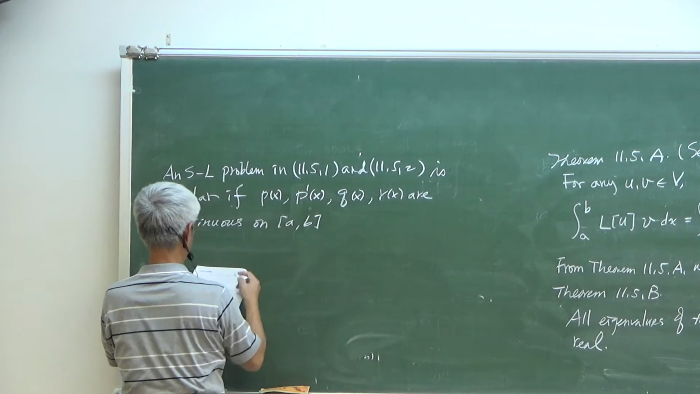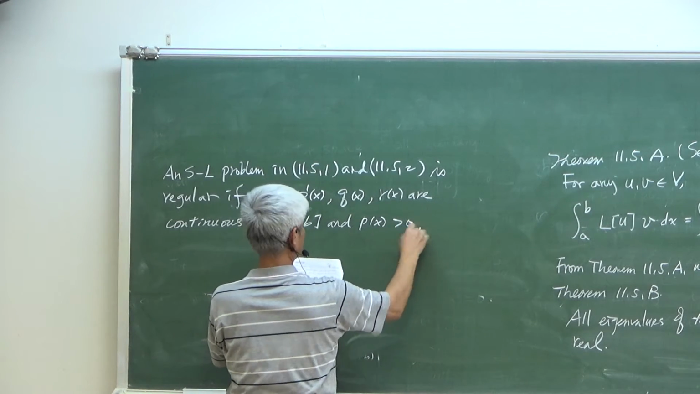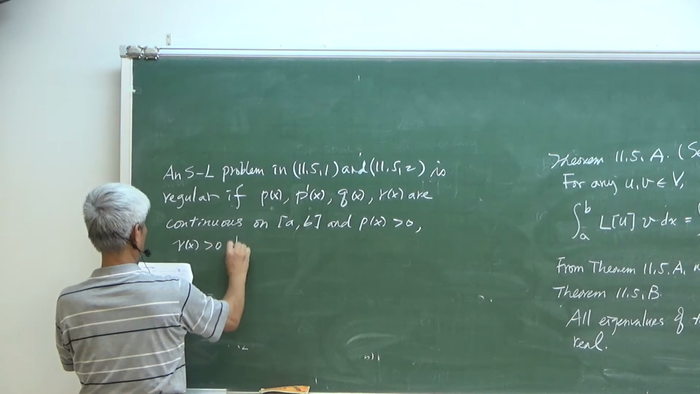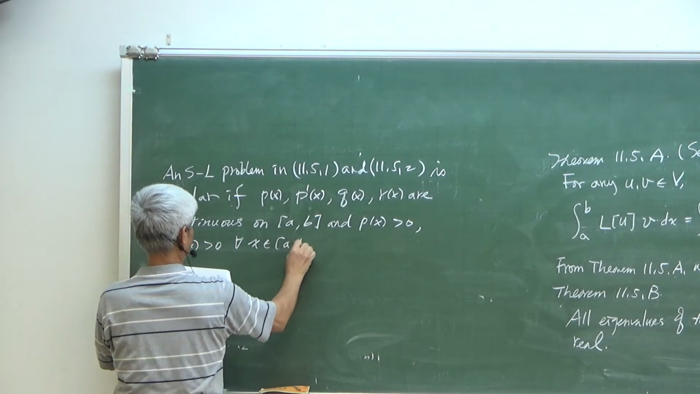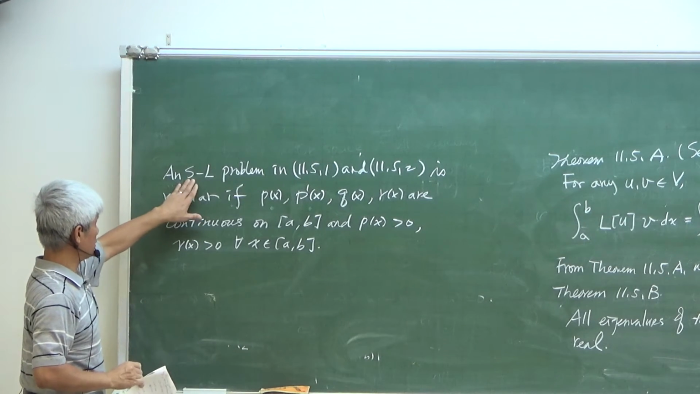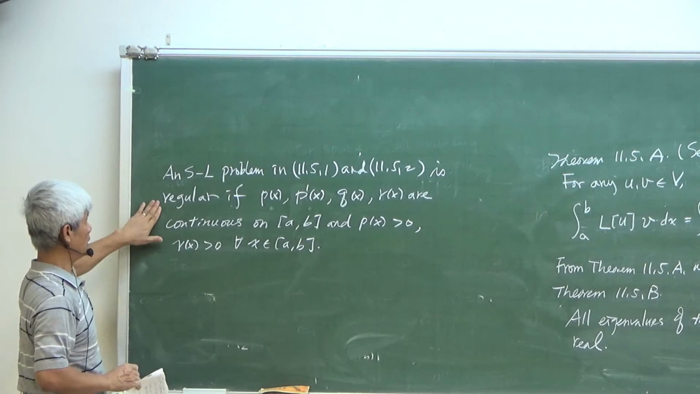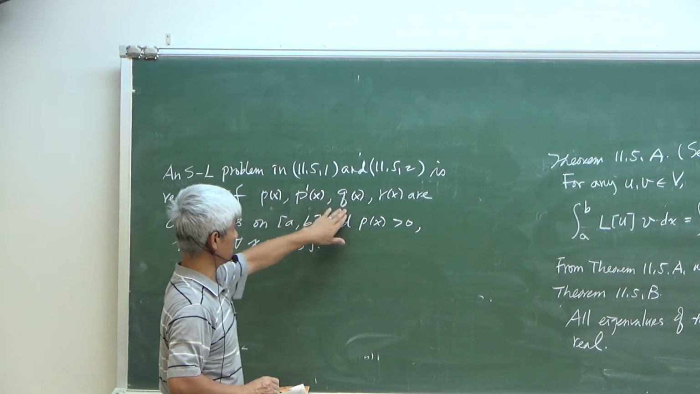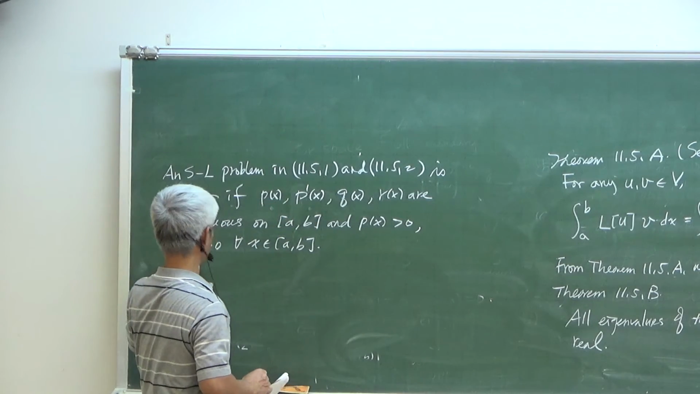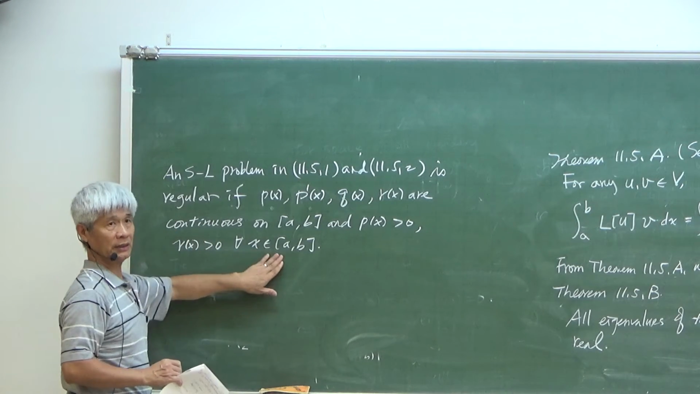On the interval a, b, and p of x greater than 0, r of x greater than 0 for all x in the closed interval. Right? So we call a Sturm-Liouville problem regular if p x, p prime x, q x, r x are continuous on the closed interval, and p of x and r of x are positive for all x in the closed interval.